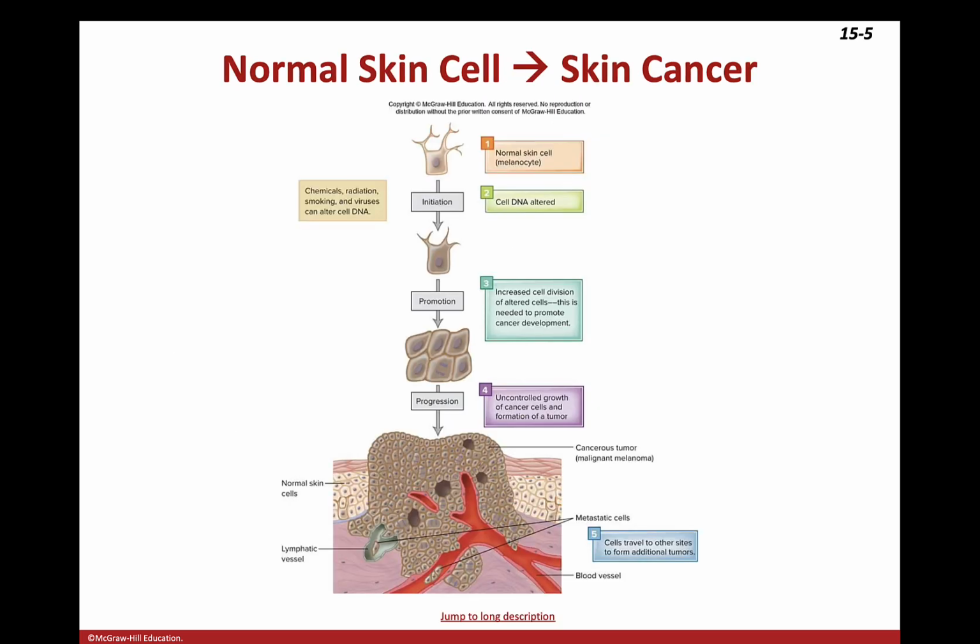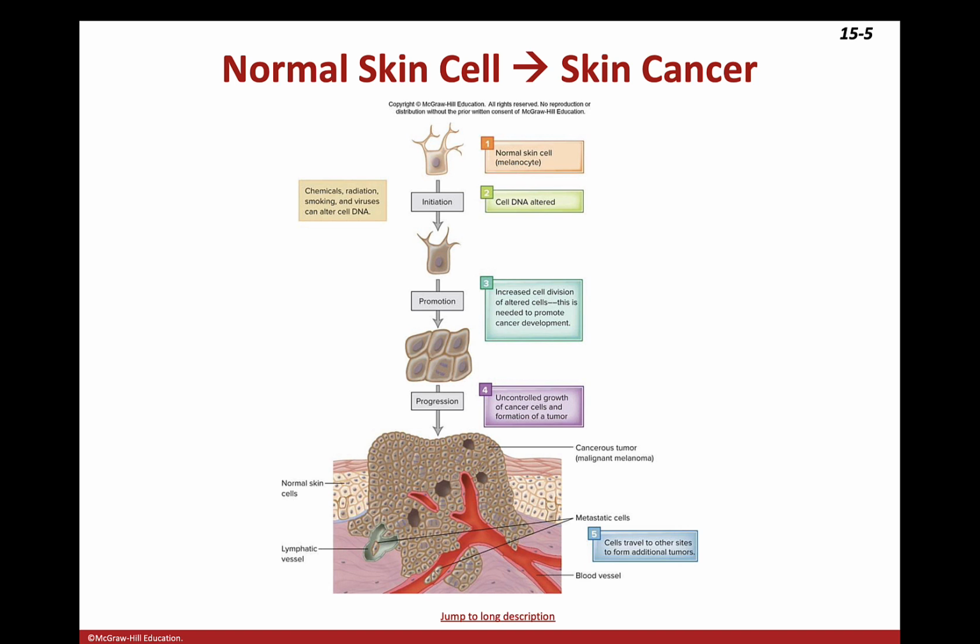Here we're basically looking at a normal skin cell and how it actually develops cancer. You have a normal skin cell known as a melanocyte. Now, things such as chemicals, radiation, smoking, and viruses are things that can actually alter cell DNA. Because of exposure to this particular carcinogen, the cell DNA is actually altered. This is the initiation of the cancer. Next we have the promotion phase. This is where we see increased cell division of altered cells, and this is actually needed to promote the development of most cancers. Once again, we are looking at a skin cancer.